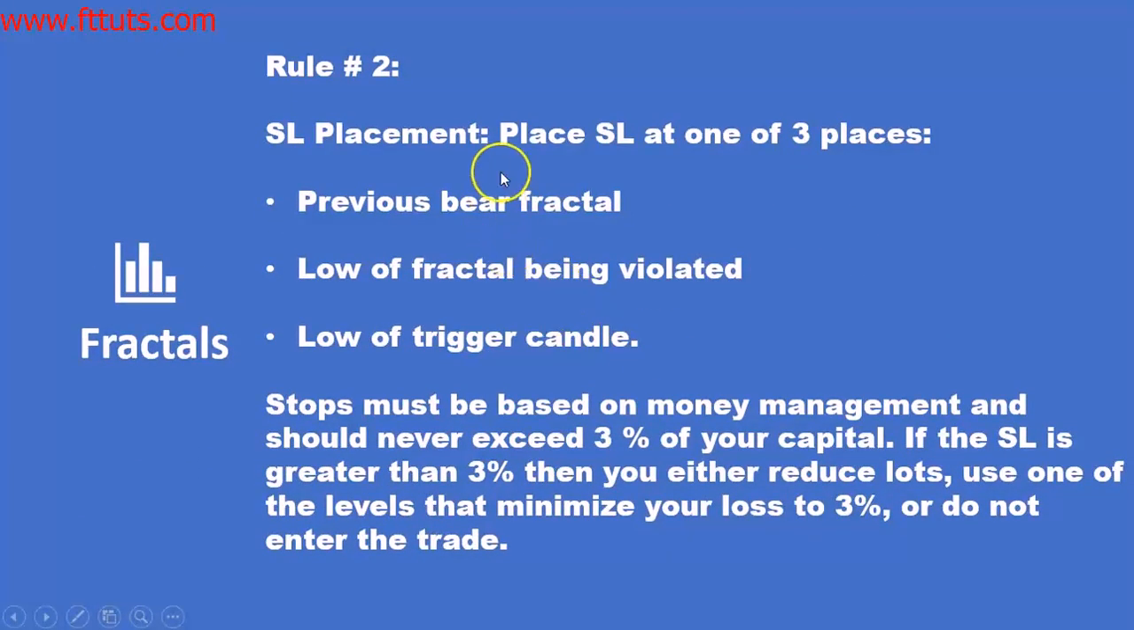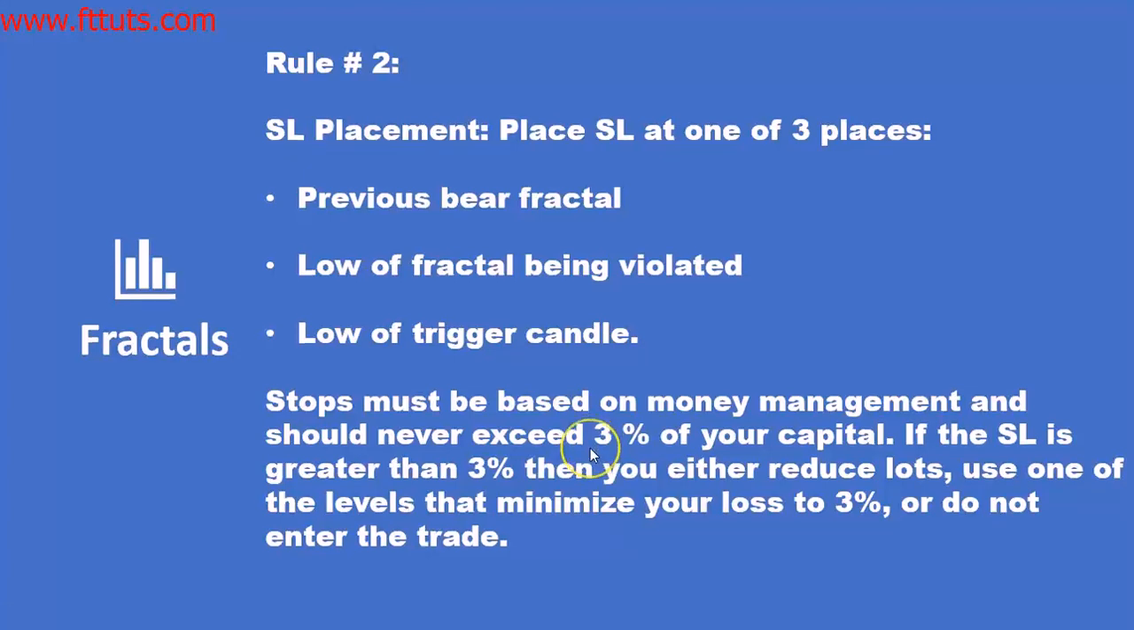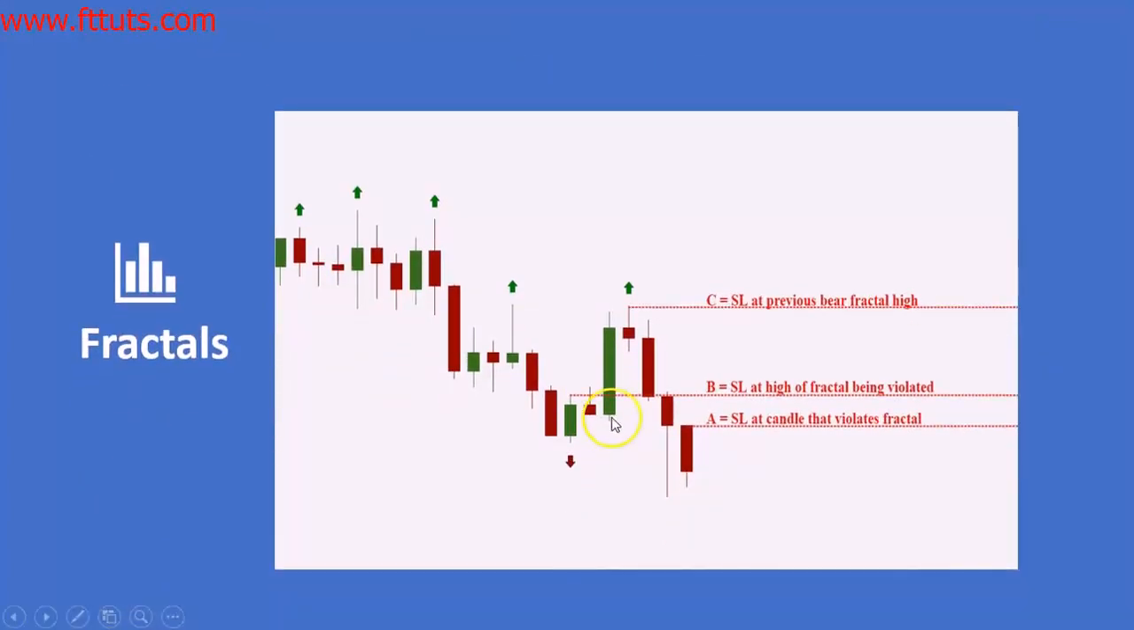And then your stop loss placement, one of 3 places: previous bear fractal low, low of fractal being violated, low of trigger candle. Stops must be based on money management and should never exceed 3% of your capital. If the stop loss is greater than 3%, then you either reduce lots, use one of the levels that minimize your loss to 3%, or do not enter the trade. So here you can see where your stop losses are.